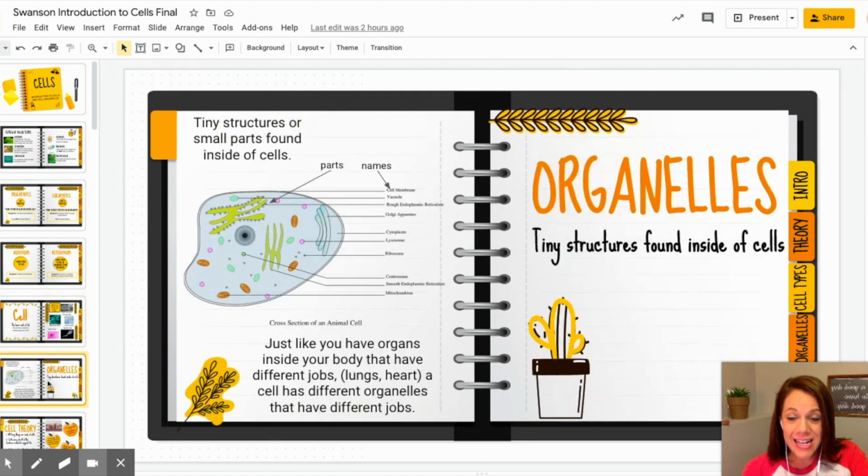And inside of a cell are these tiny little structures called organelles. So think of your body, right? Your body has organs inside of it. A cell has little organelles, little baby organs inside of it, little tiny structures or small parts found inside. And each of these small parts has a specific function or job, kind of like your organs do. Your heart has a specific function, your brain does a certain thing, your lungs do certain things. There are little tiny parts inside of the cell that also have certain functions.